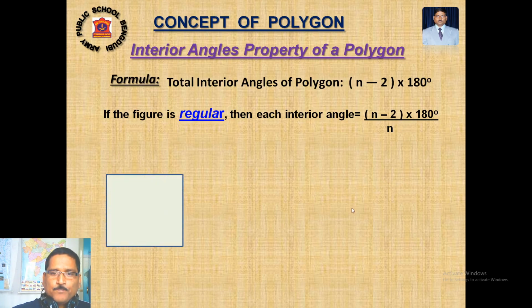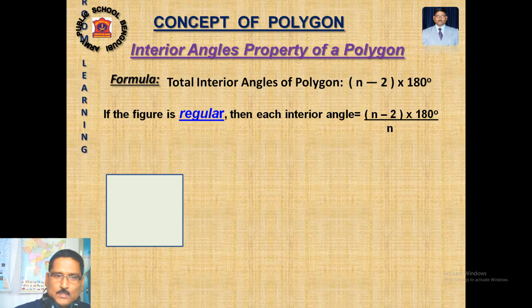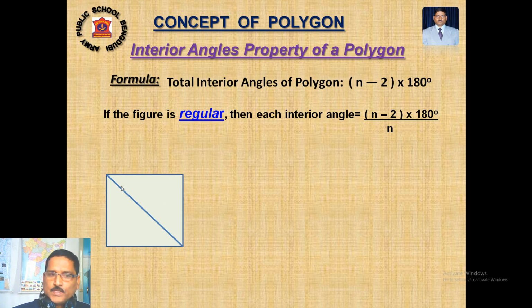Now you see here why the interior angles increase when the number of sides increases. You see this is the square. The square is a combination of two triangles. If I draw a diagonal, it will divide it into two figures. One triangle is 180 degrees, and two triangles are 180 into 2, 360 degrees. That means the total interior angle of a square is 360 degrees.